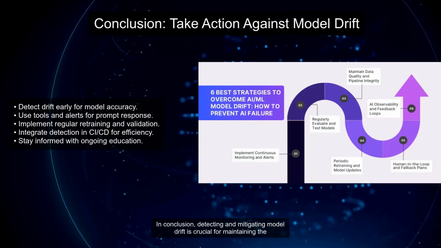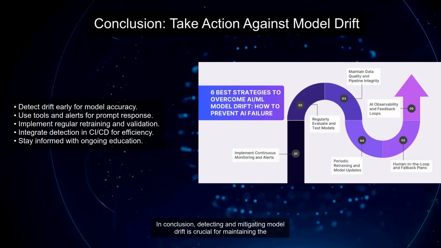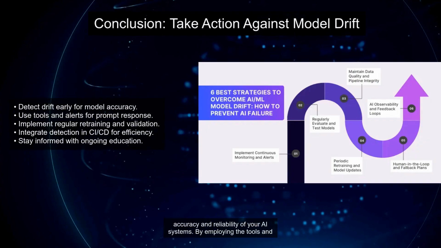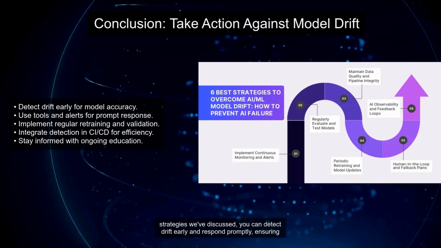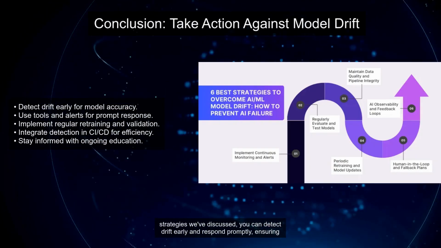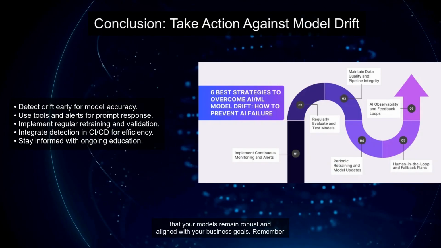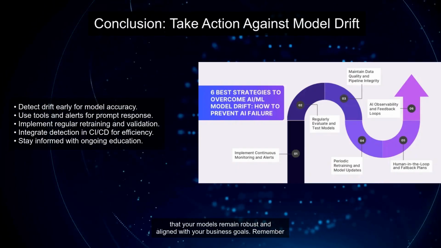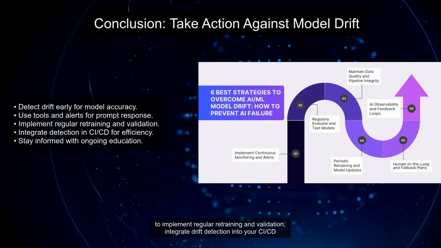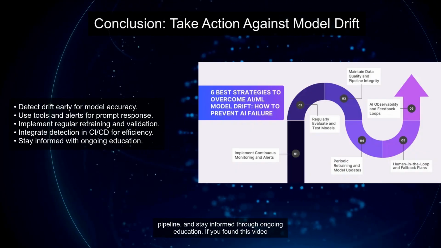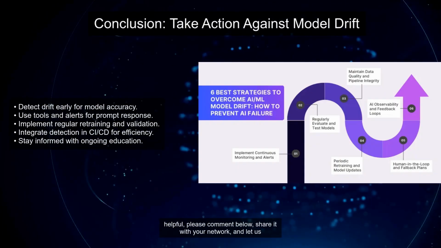In conclusion, detecting and mitigating model drift is crucial for maintaining the accuracy and reliability of your AI systems. By employing the tools and strategies we've discussed, you can detect drift early and respond promptly, ensuring that your models remain robust and aligned with your business goals. Remember to implement regular retraining and validation, integrate drift detection into your CI/CD pipeline, and stay informed through ongoing education.